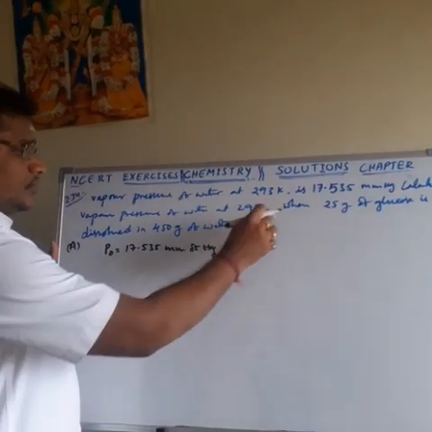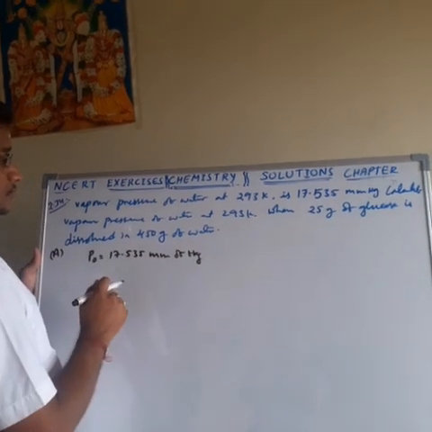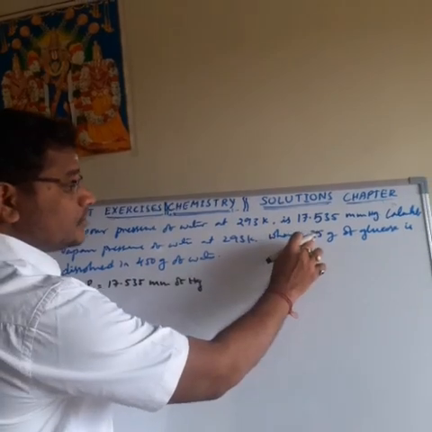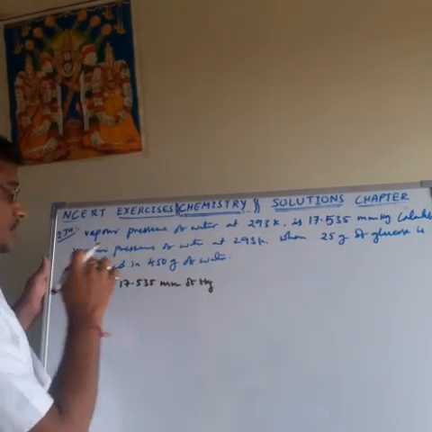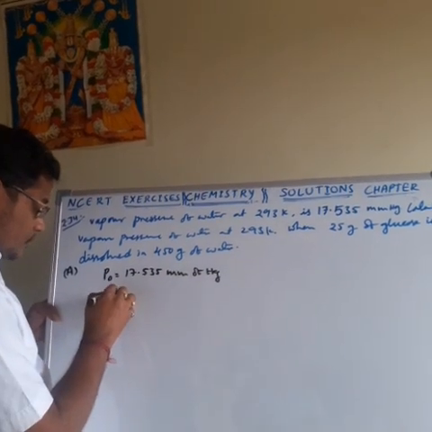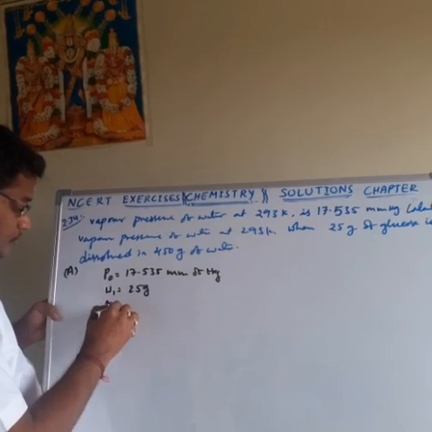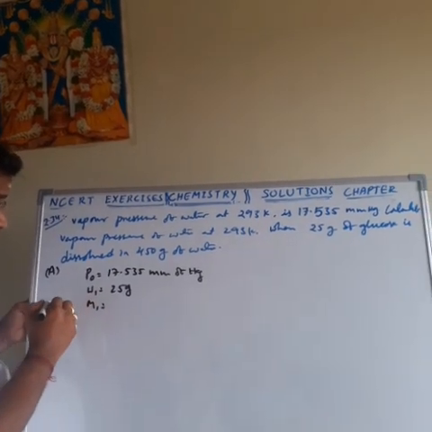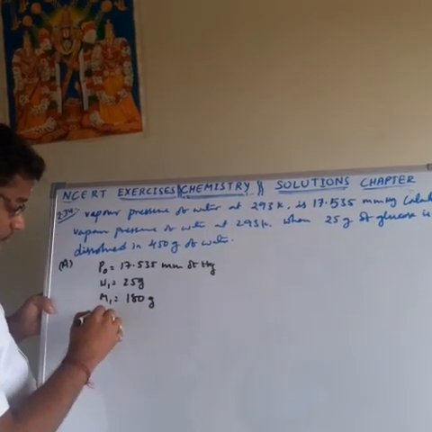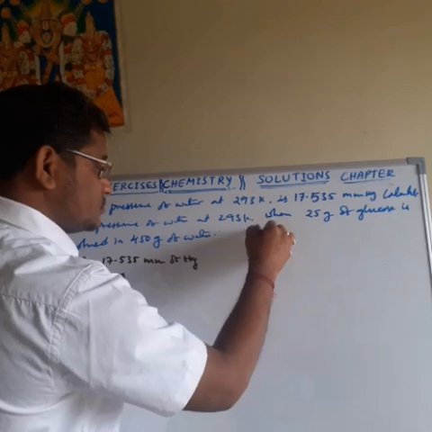Next, we have to calculate the vapor pressure of the solution, when 25 gram of glucose is dissolved in 450 gram of water. So the weight of solute, W1, is 25 gram. The molecular weight of solute, glucose, is 180 grams. This is a constant value, we have already discussed it many times.